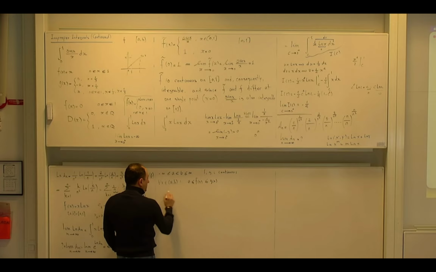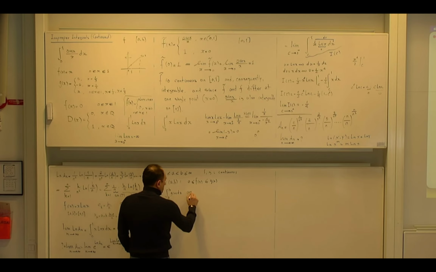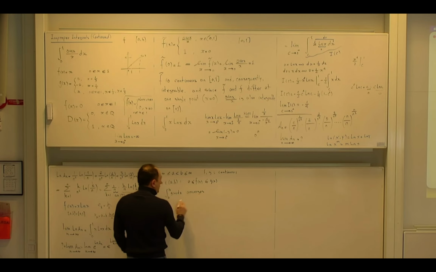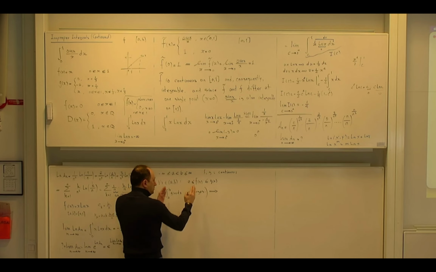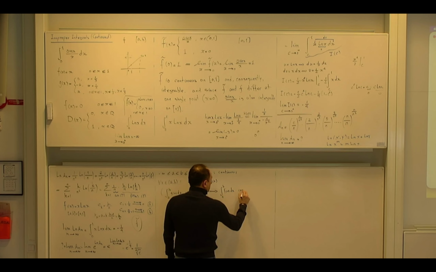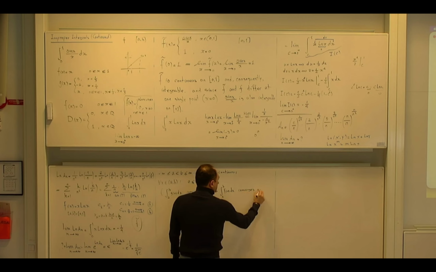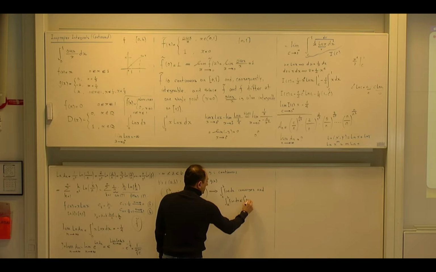If you calculate the integral of the bigger function, and you realize that this converges, then what you can conclude from here, you can conclude the integral of the smaller one also converges. So integral of a to b f of x dx converges, and integral of a to b f of x dx is less than or equal to the integral of a to b g of x dx.